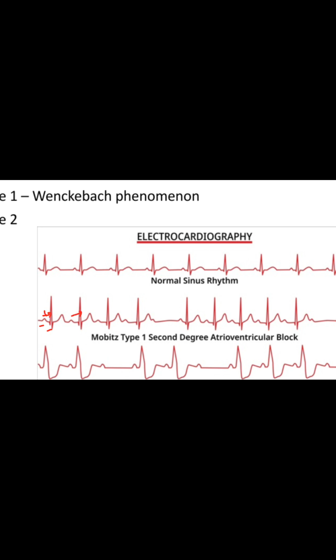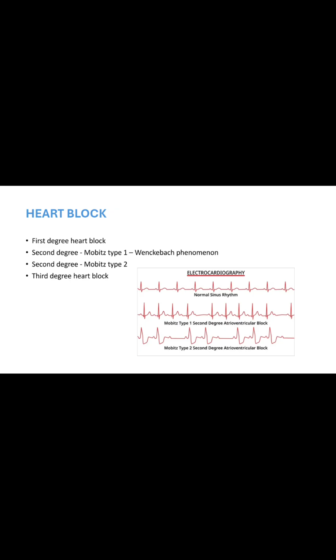In the next beat, what happens? The PR interval is slightly prolonged. The third one is even more prolonged. Again more prolonged, until one QRS is dropped here. Here you can see the P, but you can't see a QRS here. No QRS here, and then it starts all over again. The PR interval is again progressively prolonged until one QRS is dropped. That is called Mobitz type 1 second degree AV block, which is the Wenckebach phenomenon.